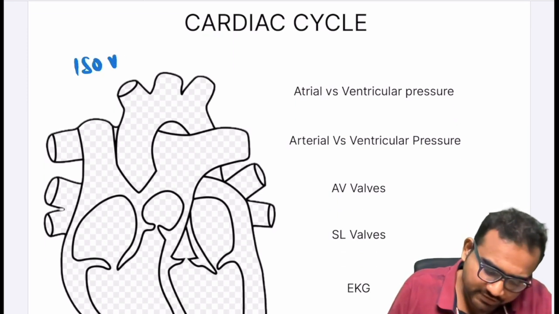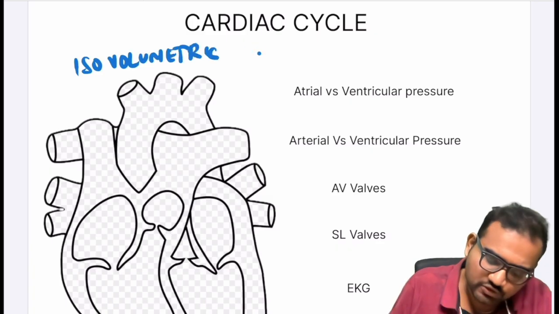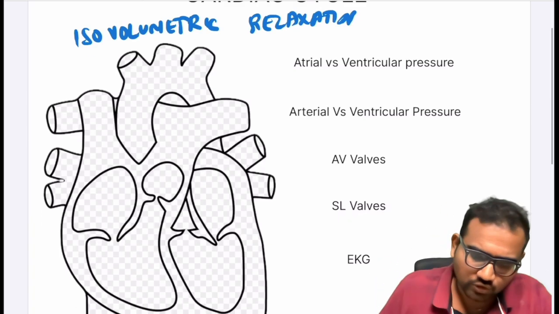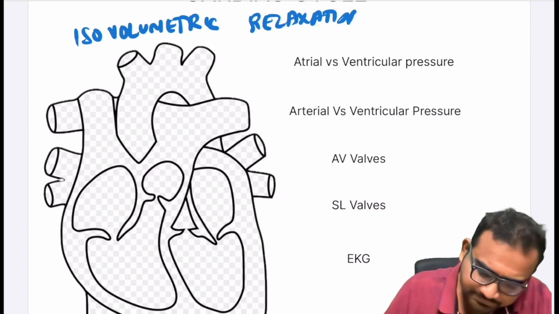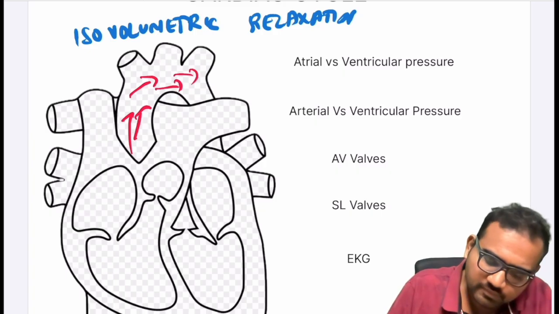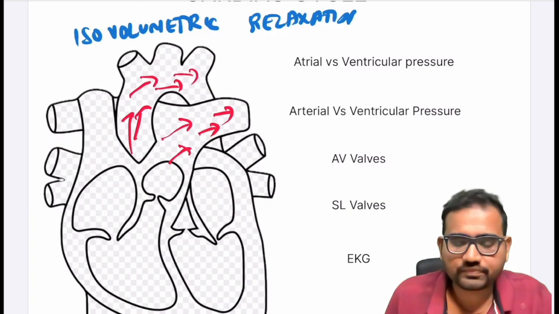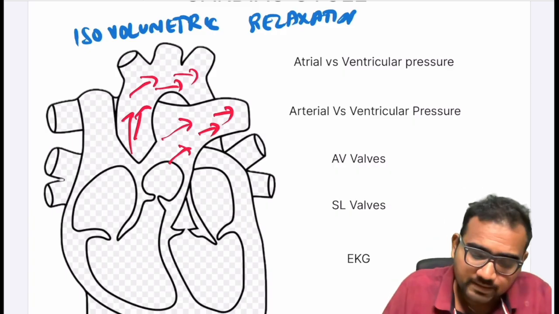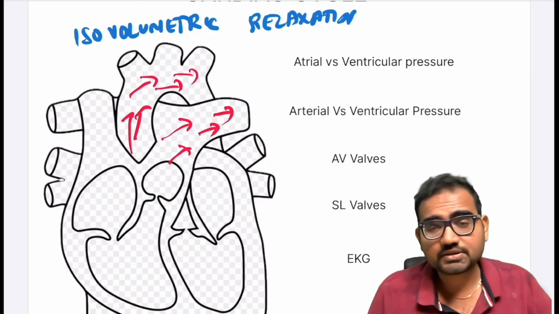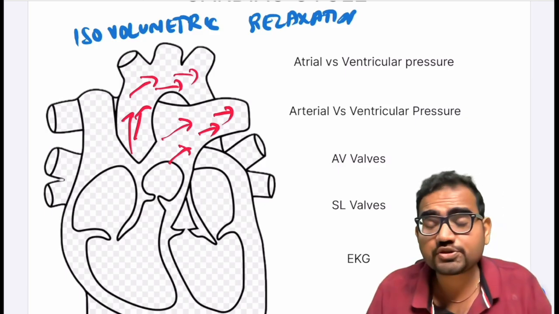isovolumetric relaxation. So basically, what happened in the last phase? The blood starts to enter into the aortic arch and the pulmonary arteries. These aortic arch and pulmonary arteries are extremely elastic. They will expand.